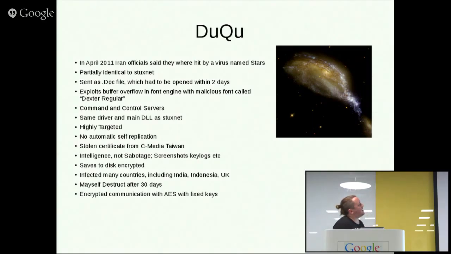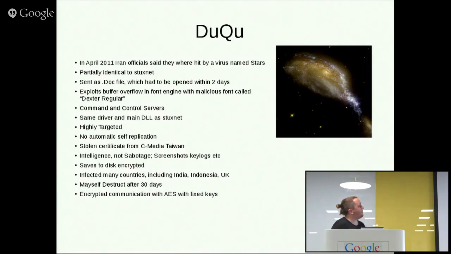And it was sent as a .doc file, which had to be opened within 2 days. I would never open a .doc file. I can't imagine why top secret people in India and Iran are opening these random doc files that they get, but a lot of them would be very targeted. Somebody would go to a conference and then they'd send it, here's the notes from the conference you just went to, might even say something about the conference, but the Dooku would be in there.